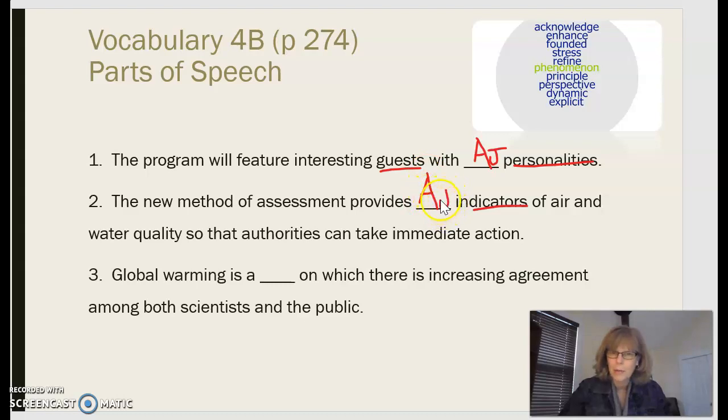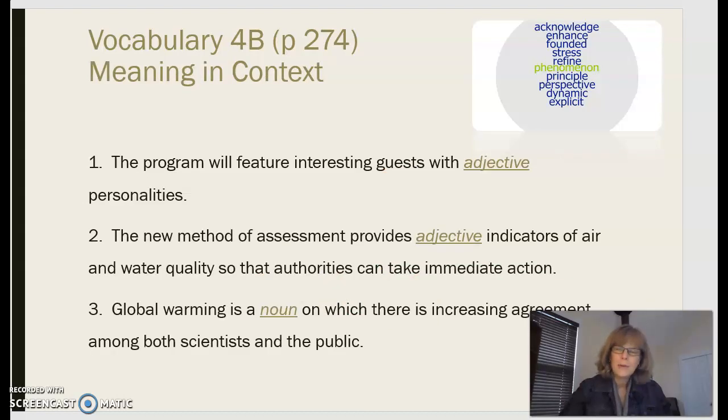Let's look at number 3. Global warming is a blank. Okay, I need a noun here. Whenever I see that indefinite article, I know that it's going to be followed by a noun. So a something on which there is increasing agreement. Use those parts of speech, guys, and let's see if we can finish these sentences.